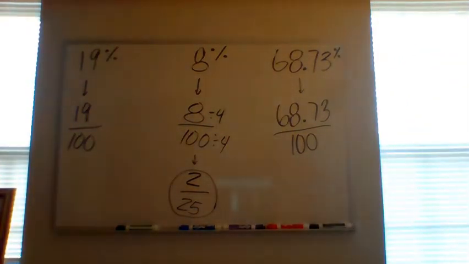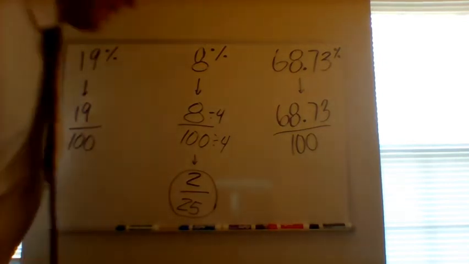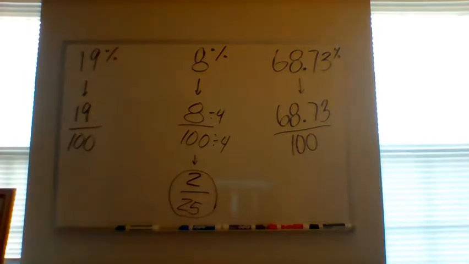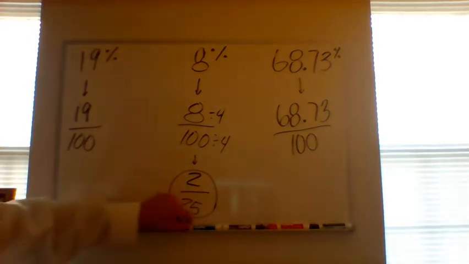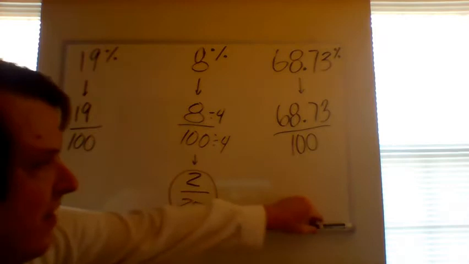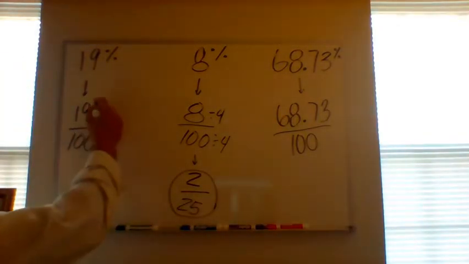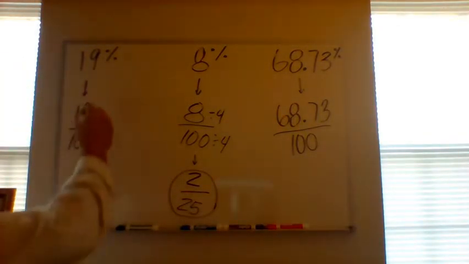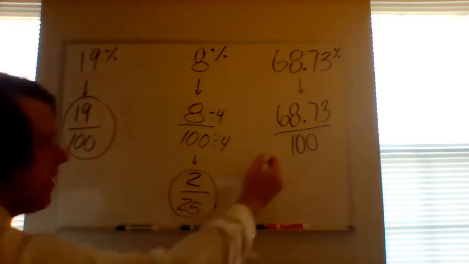The second thing we're going to do is take 19%, 8%, and 68.73%. We're going to write all of them, instead of as fractions, as a decimal. There are two ways to do this.